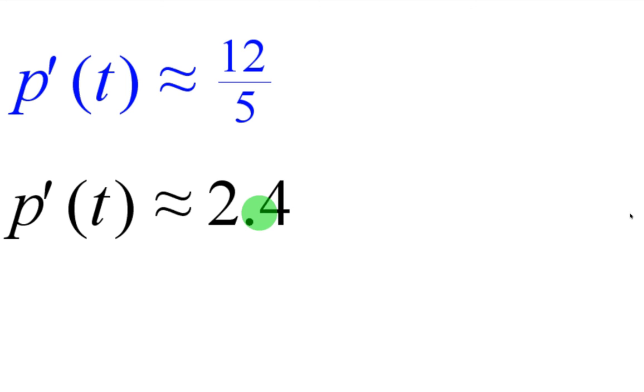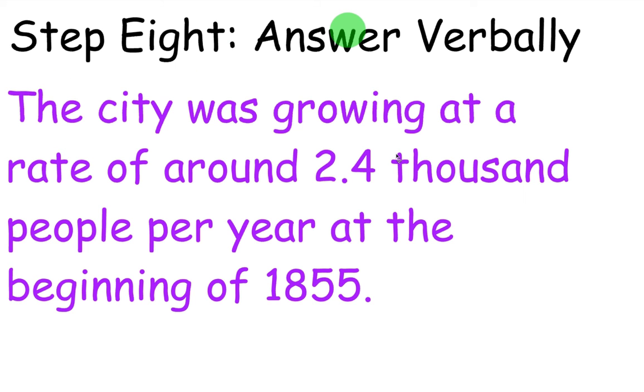What does P prime of T equals 2.4 mean? It means that the city was growing at a rate of around 2.4 thousand people, or 2,400 people, per year at the beginning of 1855.